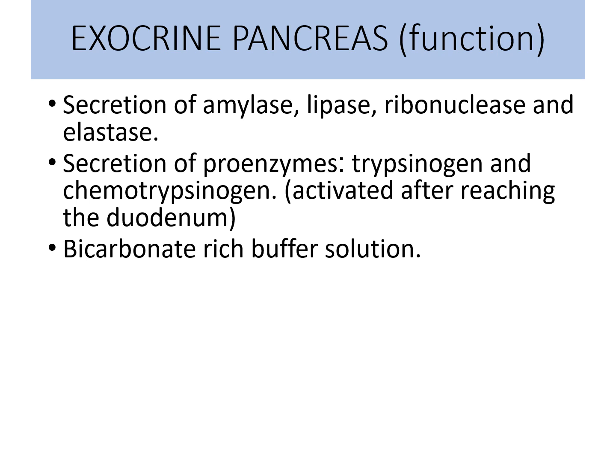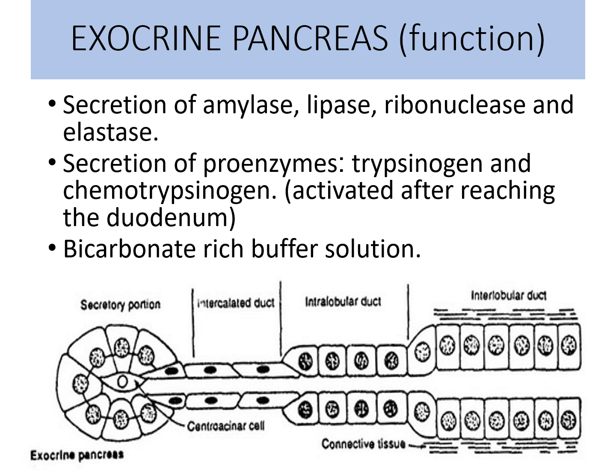These enzymes include amylase, lipase, ribonuclease, and elastase. It will also secrete proenzymes. What is meant by proenzyme? It means inactivated enzyme, which are trypsinogen and chymotrypsinogen. After reaching the lumen of the duodenum, they will be activated. Why? They are secreted in the form of proenzymes in order not to digest the pancreas itself. Okay. We also have a bicarbonate-rich buffer solution. Why? Because our pancreas will open into the duodenum, and the duodenum receives from the pylorus of the stomach chyme rich in HCl, so we need bicarbonate to buffer this solution.